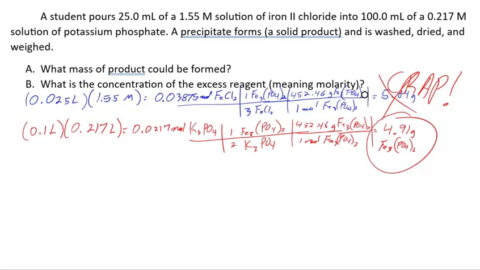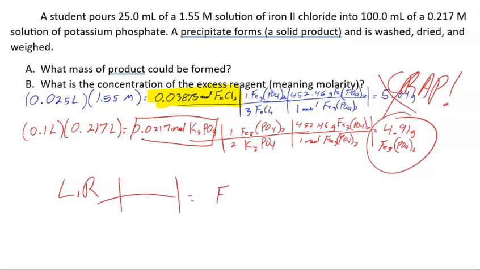Okay, now we're going to answer B, which is, I think, probably the most tricky one. So the excess is going to be the iron 2 chloride. We're going to subtract moles from moles. We already know how many moles we have right here. We've got to figure out how many moles we used. And the way you do that is you go from the limiting reagent, which is the moles of the potassium phosphate, and we're going to do one conversion in this case to the excess reagent. So we go from moles to moles, and we'll have moles of the iron 2 chloride, and this will be the amount that is used.